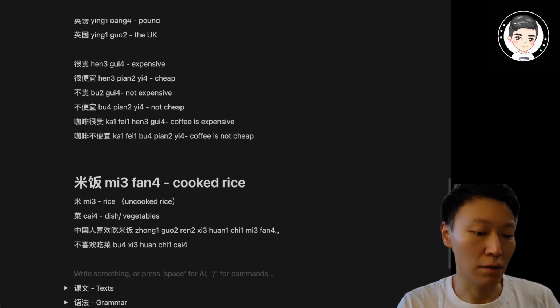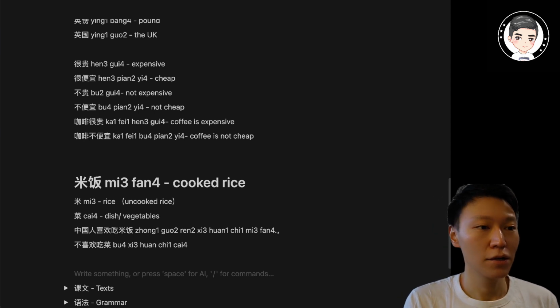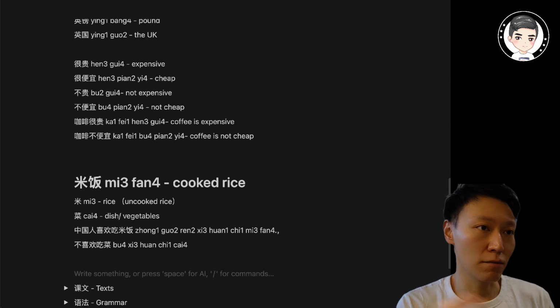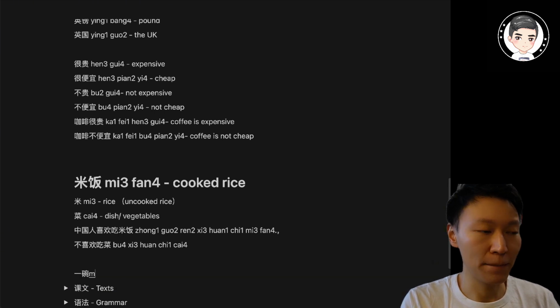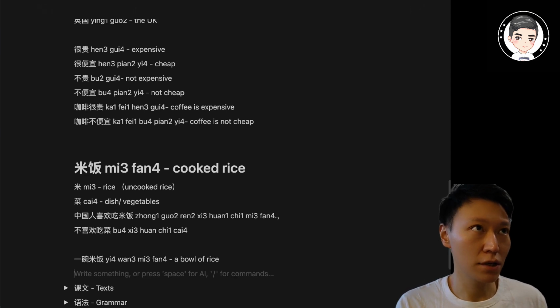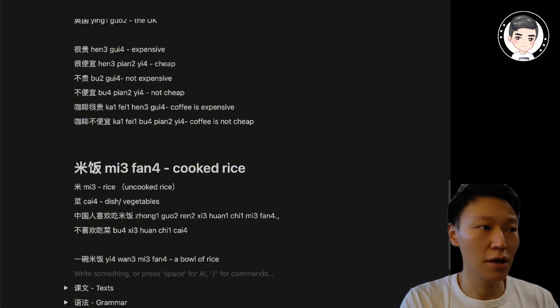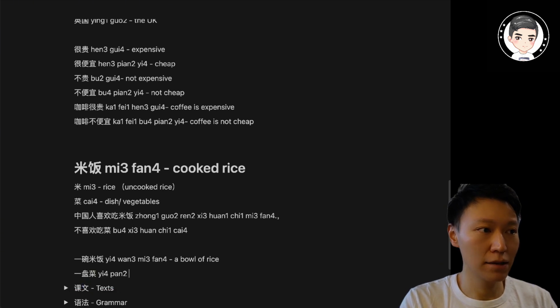When we're talking about cooked rice, most of the time Chinese people use a bowl to get their rice. They put the rice inside of the bowl. So when we talk about a bowl of rice, we need to use a measure word. 一碗米饭. A bowl of rice. If we're talking about a dish, usually in China we use a plate to contain a dish. So a plate, 一盘菜.